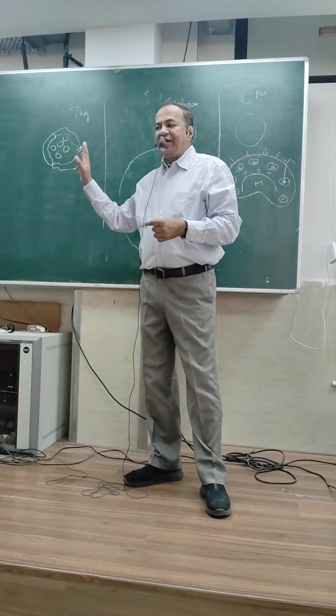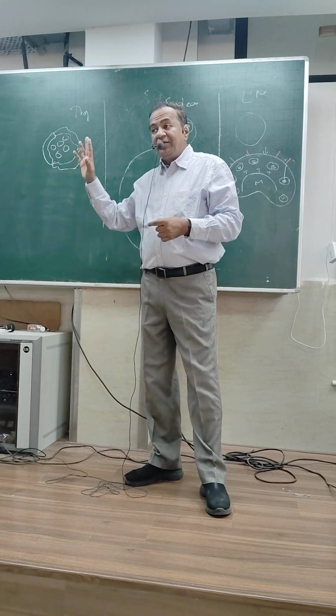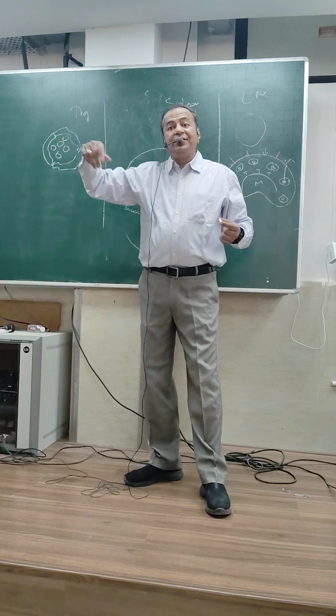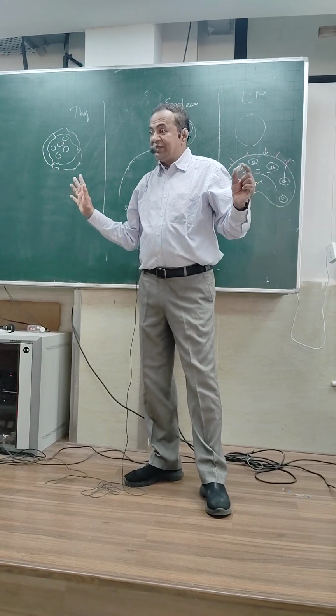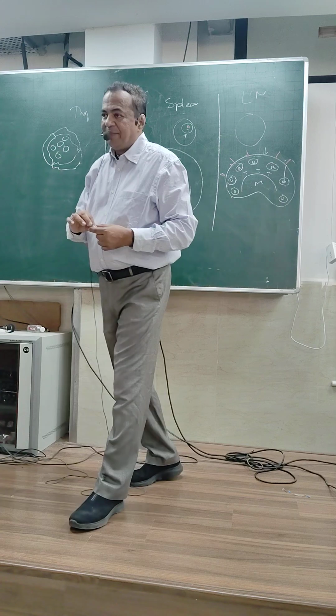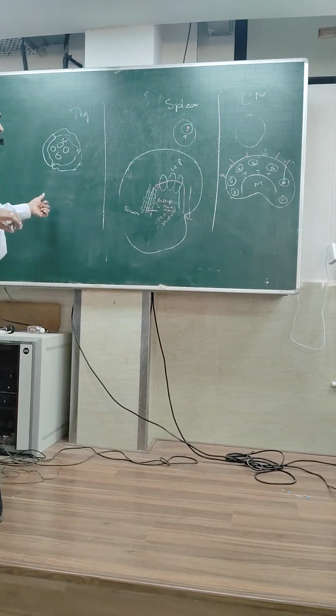When this blood thymic barrier breaks, then all T lymphocytes start acting against our own body cells. So that is very important. The blood thymic barrier is very important.